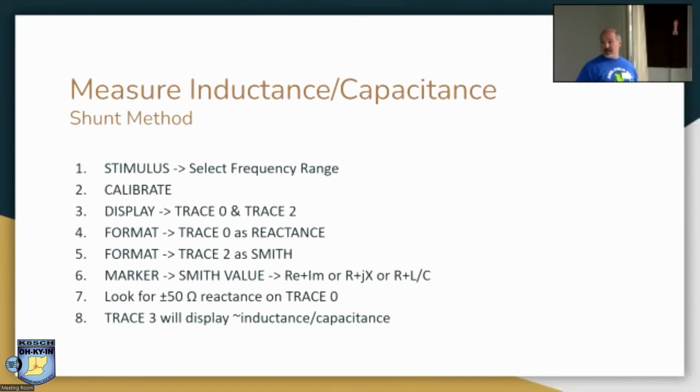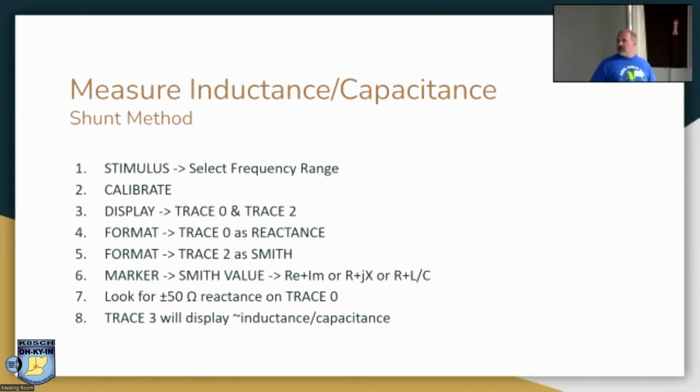Format trace 0 as reactance. Trace 2 as Smith. And again, this is all preferences. This is how I found to be, for me, the best way to do this. I set my marker to the Smith value. I use the R plus LC. You can go through in the marker Smith value and pick which one you prefer if you want to see it as imaginary or whatnot. The guy recommended that you look for a plus or minus 50 ohm reactance on trace 0 on the Smith chart. That will then tell you, and obviously it's positive if it's inductance, negative if it's a capacitor. And every time I've done this, where it's been in range, it's come up.